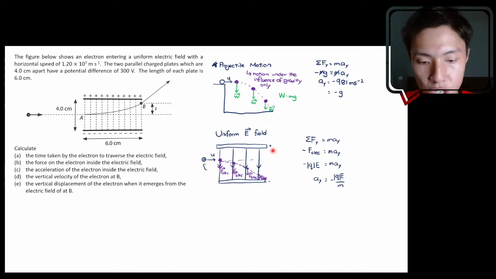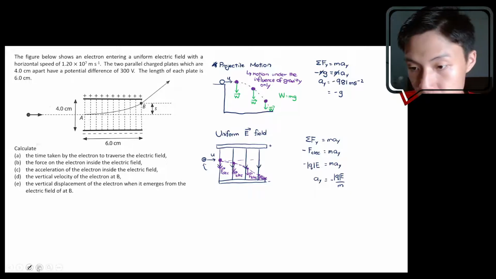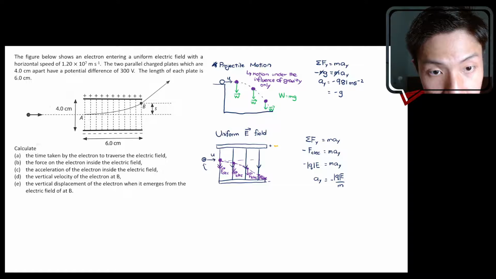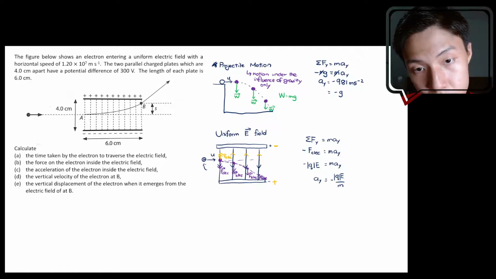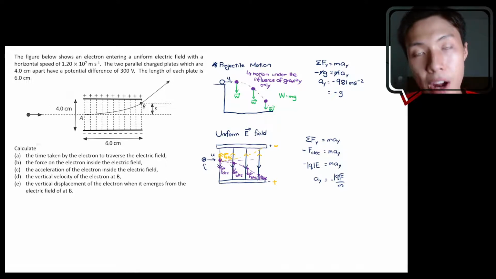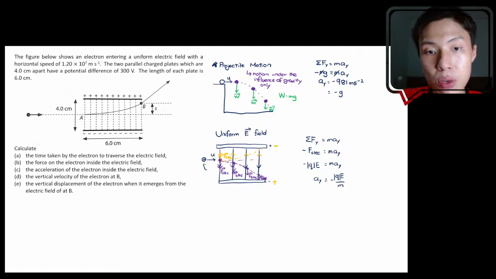But if today we switch the plate over here, let's say I use orange, I switch it to a negative plate over here and a positive plate over here, then the direction of the electric field will be pointing upwards. In that case, the force experienced by the charge will be pointing upwards. So what happens is the charge will be moving in a parabolic path upwards instead. Now the force is pointing upwards, so the parabolic path will be upwards.